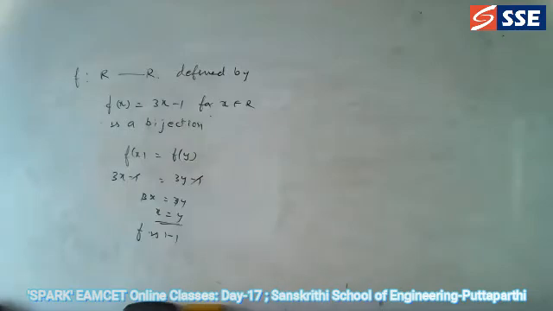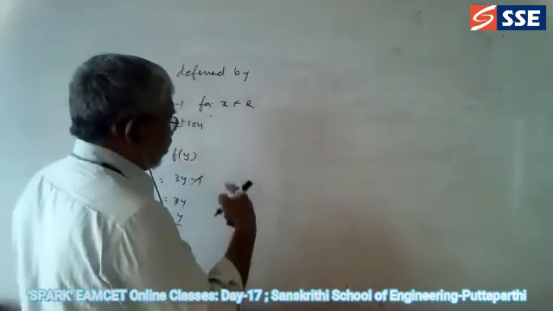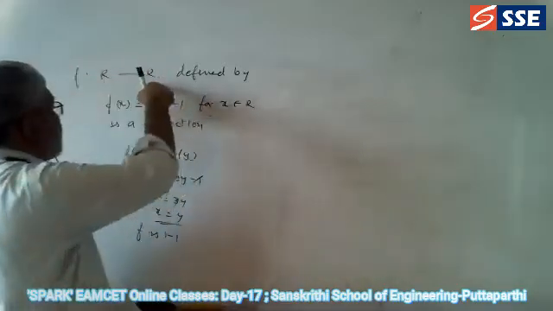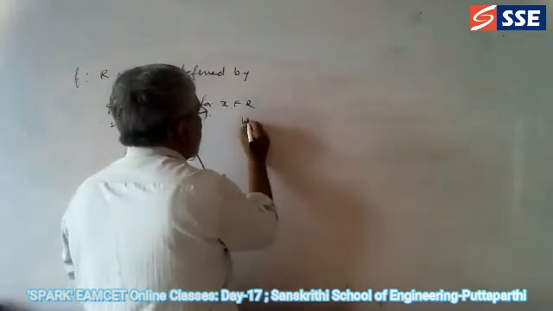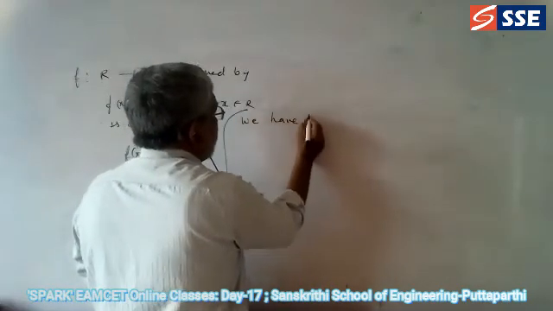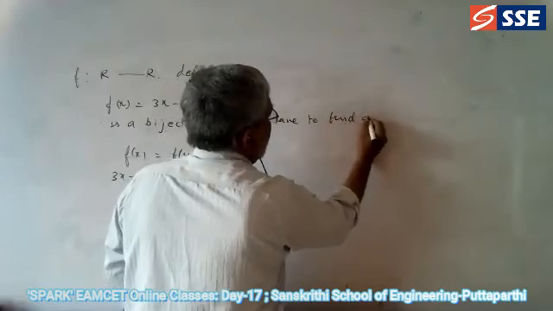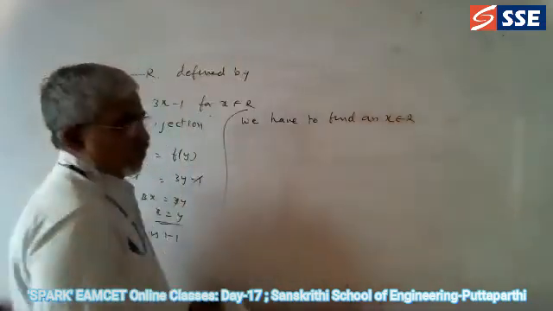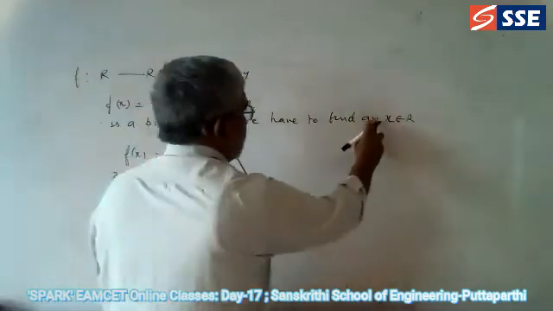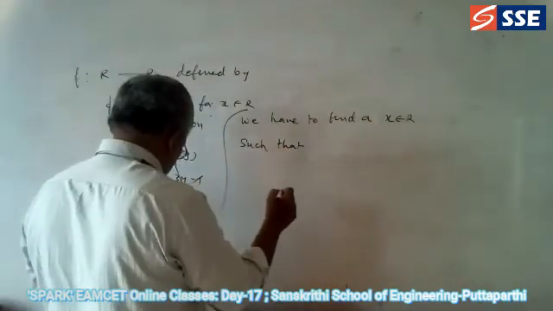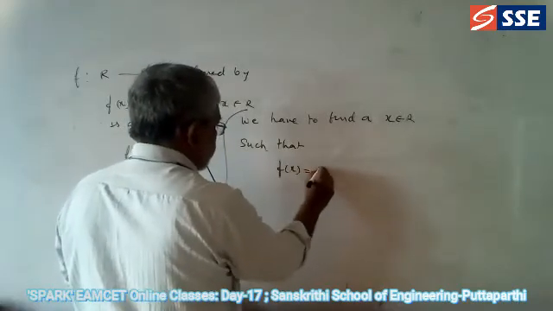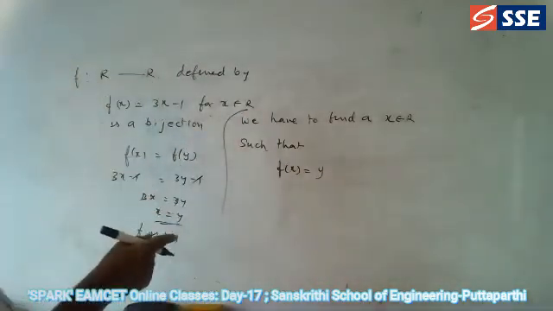Now let us go for f is onto. What does it mean? There must be a pre-image for any element in Y. So Y is an element in R, X is also in R, X and Y in R. So what is onto? We have to find an x in R such that f of x is equal to y.